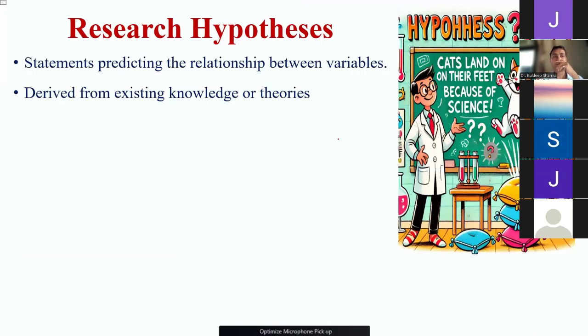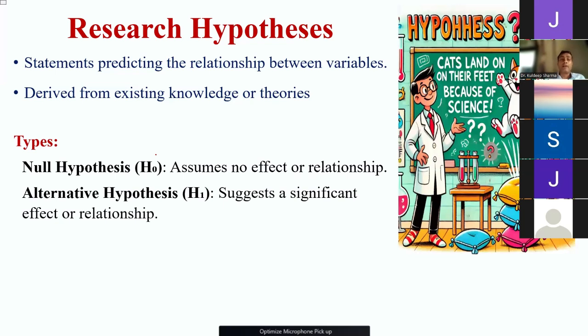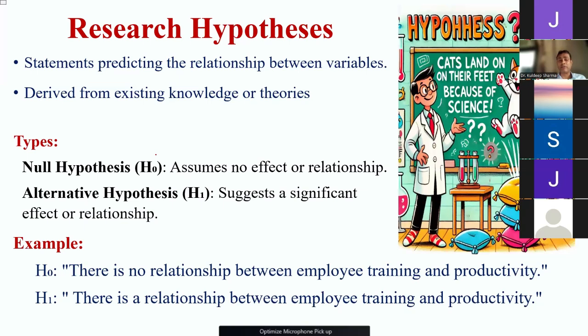Let's see hypothesis. As I said, a statement that predicts the relationship between variables, or derived from existing knowledge or theories. That means there should be a relevant theory in it. So types of hypothesis, we have null hypothesis and alternative hypothesis. This we have also seen. Null means assume no effect or relationship, whereas alternative always says that there is an effect or relationship between variables. This is the example. There is no significant relationship between employee training and productivity, whereas for the alternative, remove the word no, and therefore it becomes there is a relationship.